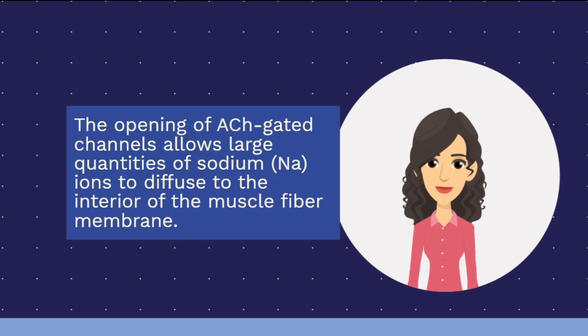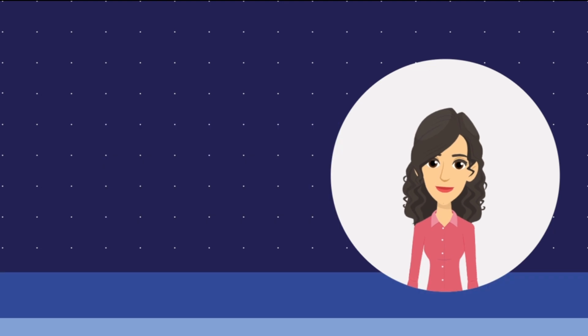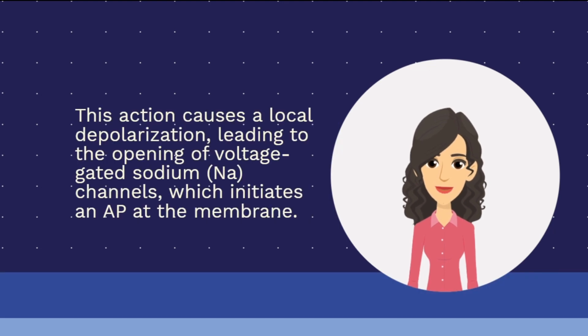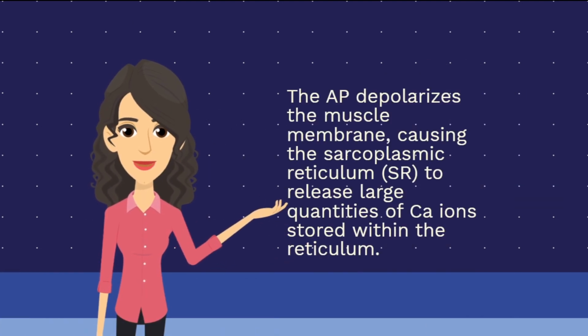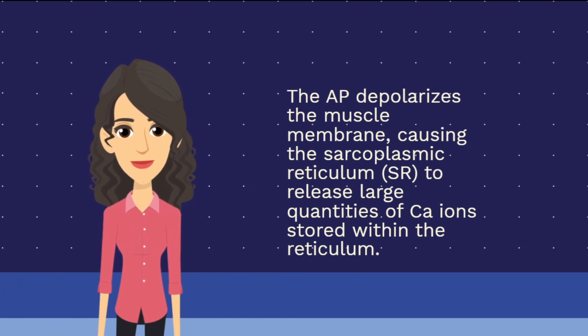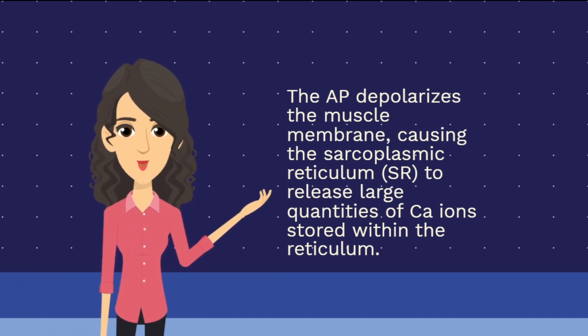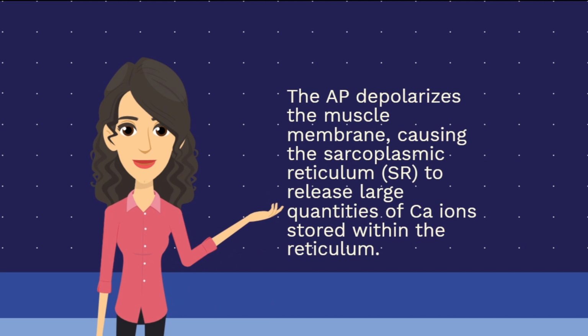The opening of AC-gated channels allows large quantities of sodium, Na, ions to diffuse to the interior of the muscle fiber membrane. This action causes a local depolarization, leading to the opening of voltage-gated sodium, Na, channels, which initiates an AP at the membrane. The AP depolarizes the muscle membrane, causing the sarcoplasmic reticulum, SR, to release large quantities of Ca ions stored within the reticulum.